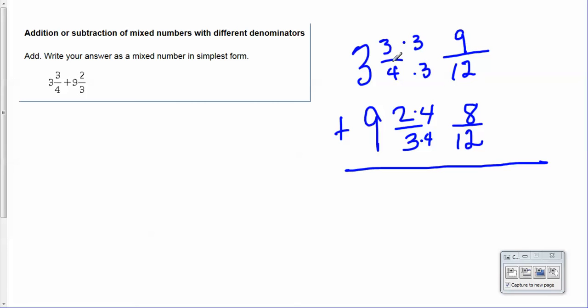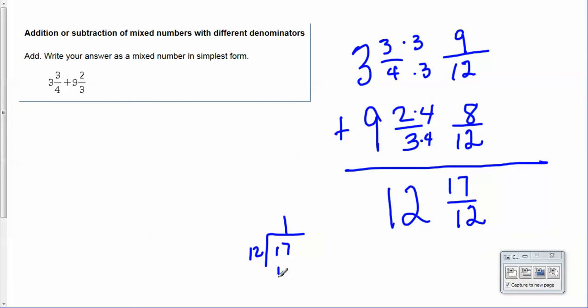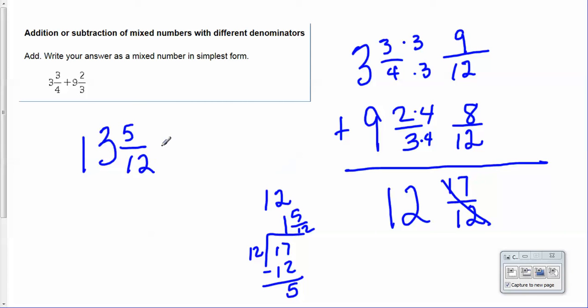9 twelfths equals 3/4. So I have 9 twelfths plus 8 twelfths, that's 17 twelfths. 3 plus 9 is 12. So I have 12 and 17 twelfths. Let's turn that 17 twelfths into a mixed number. I will have 1 and 5 twelfths added to the 12 that I already have. So 12 plus 1 and 5 twelfths equals 13 and 5 twelfths.